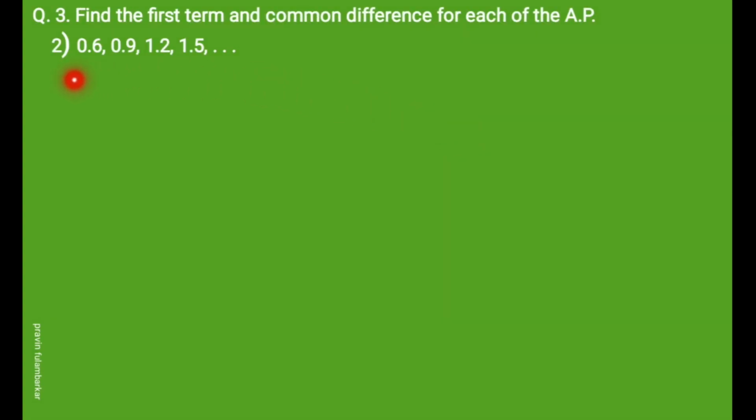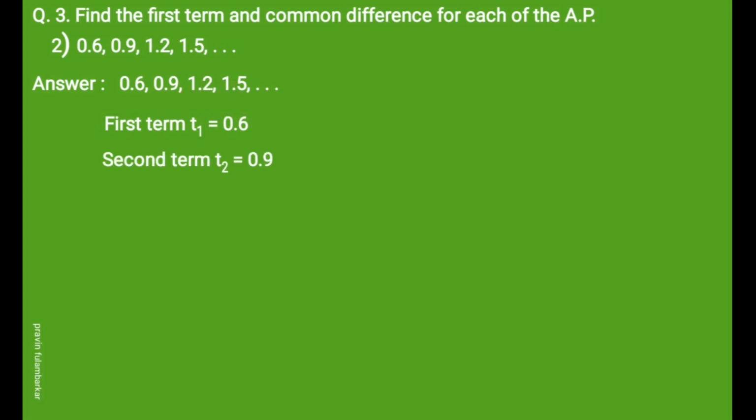Now see the second sub question. Here also we have to find the first term and the common difference. So we write first term, second term, third term, and then use the formula for common difference. In the answer we write the given arithmetic progression, then first term t1 equals 0.6, second term t2 equals 0.9, third term t3 equals 1.2, and fourth term equals 1.5.